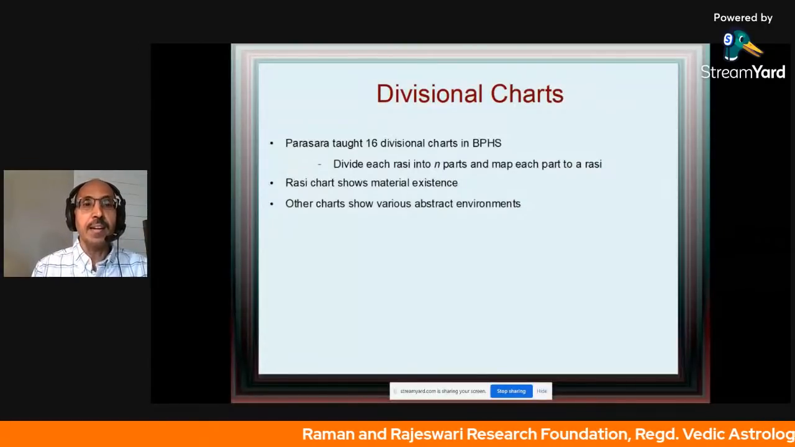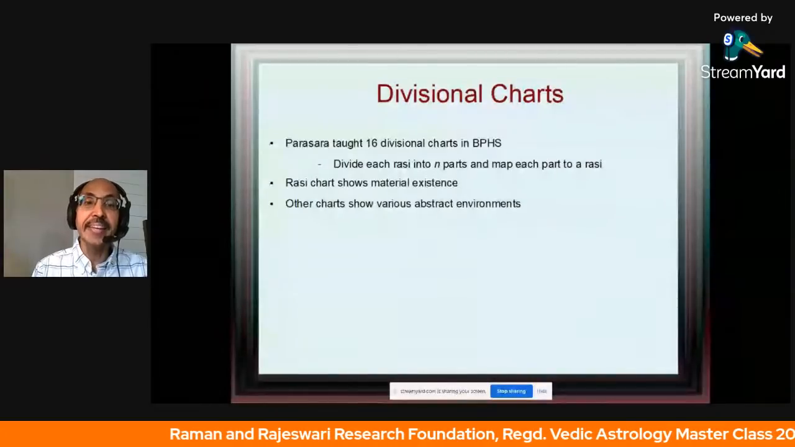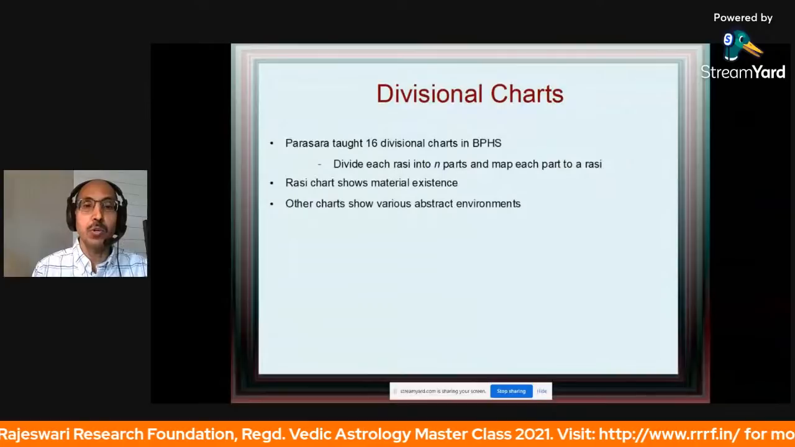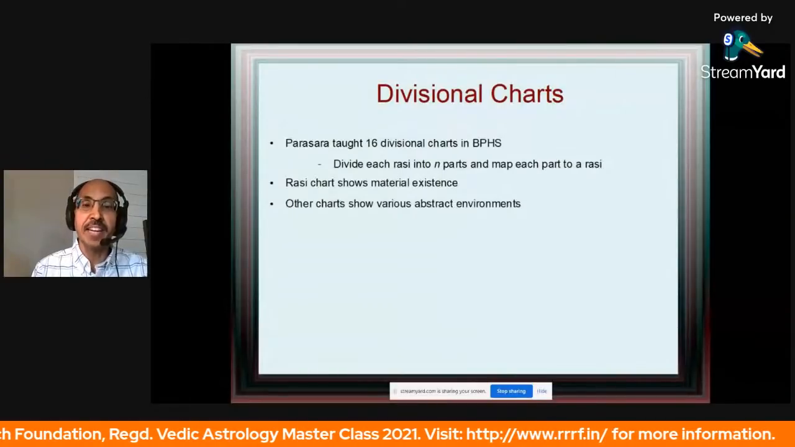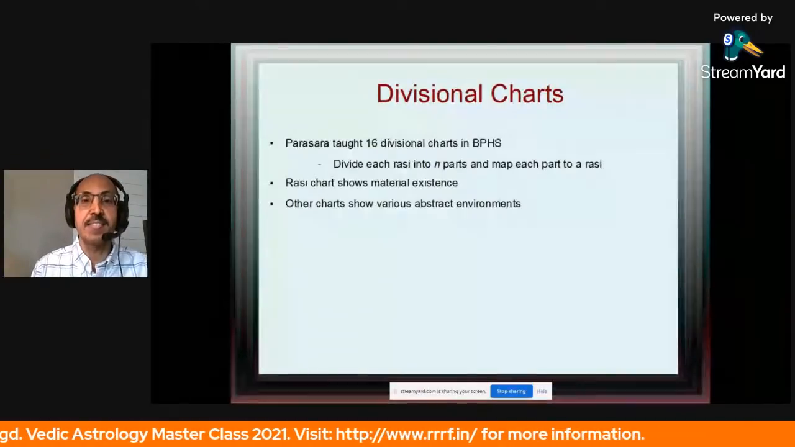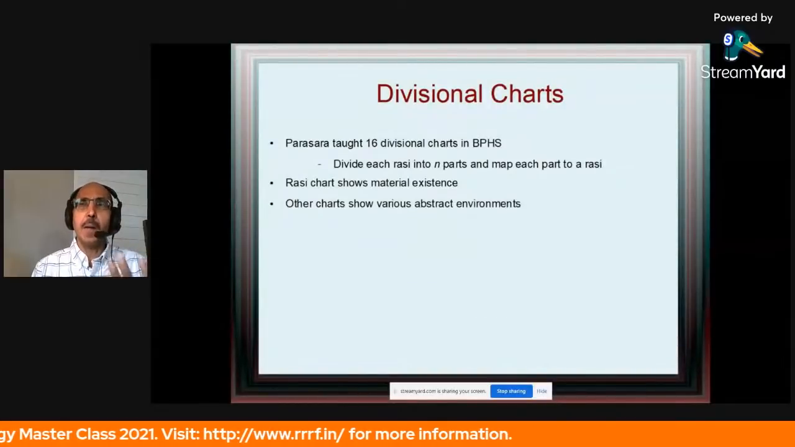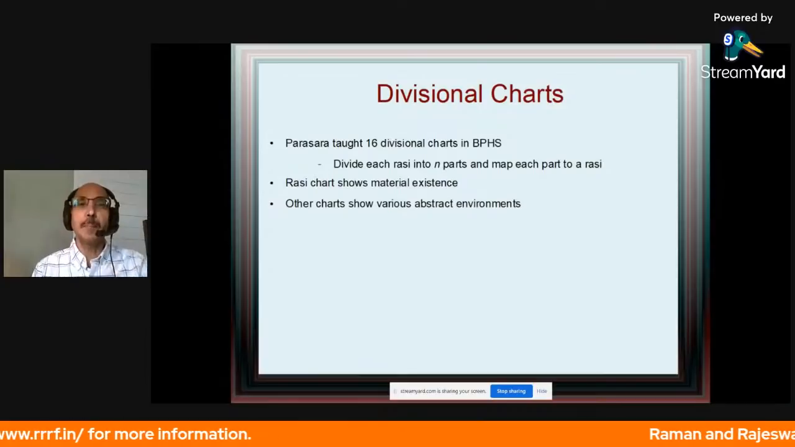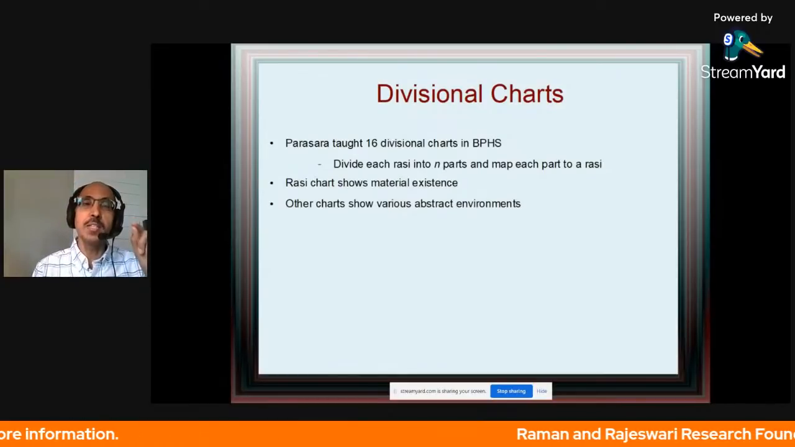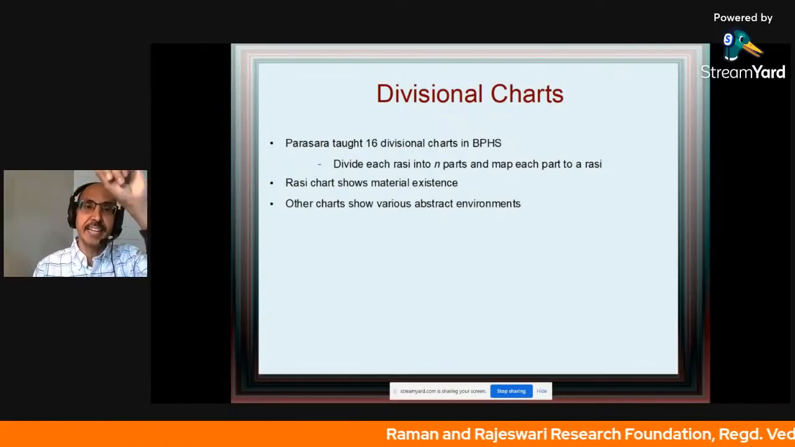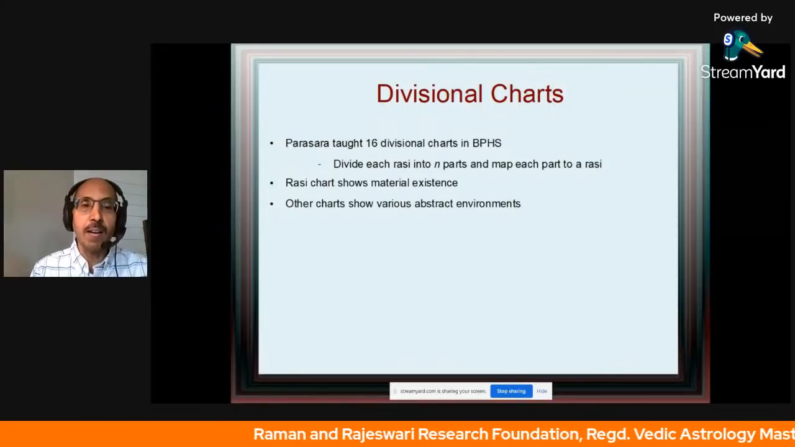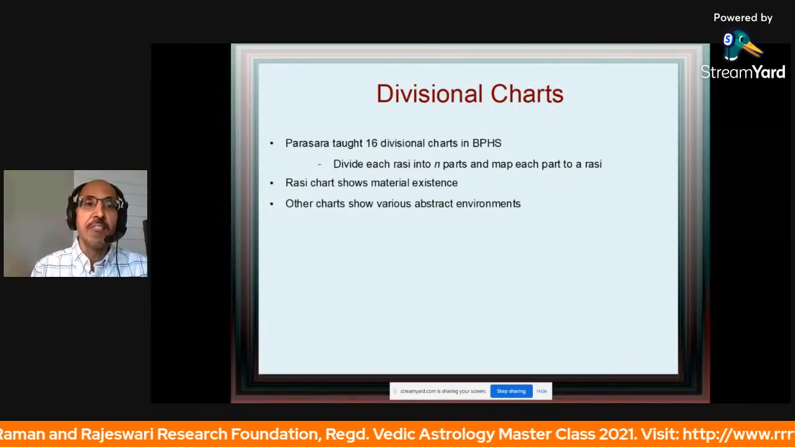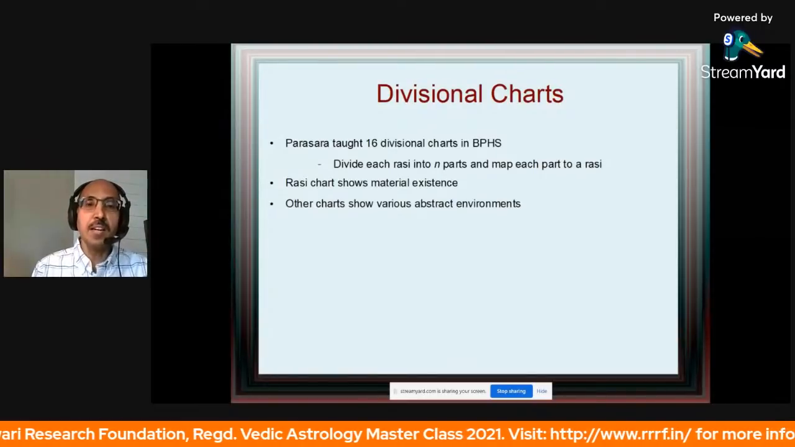The Rashi chart, according to Parashara, shows the material or physical existence, whereas the other charts show various abstract environments in which we lead our existence. Just look at it with common sense. The Rashi chart is based on the physical positions of the planets. When you say that Moon is in Taurus, he is actually in Taurus physically. Similarly, the chart also shows things that are physical, things that are tangible, material, whereas the divisional charts are more abstract.